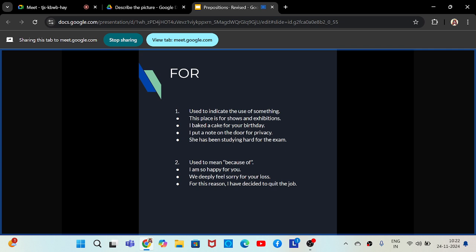Okay. Now moving to the second use. For is used to mean because of. For is used in the place of because of. So as I told you, because and for have the same meaning in some sentences.